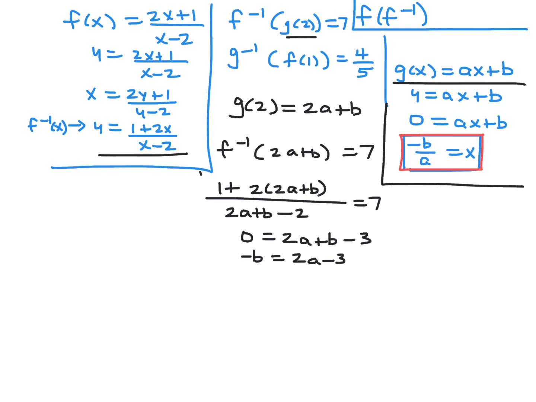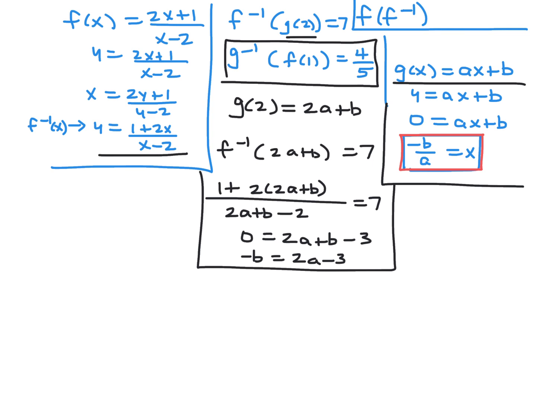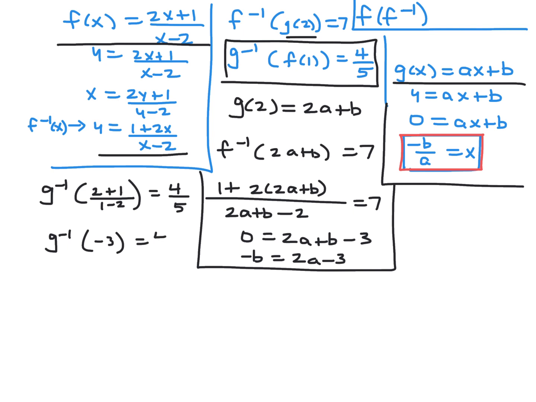And then now we've got to turn our attention to this guy. So g inverse of f(1). First let's see here. f(1), this is f(x), so f(1) would be (2 times 1 + 1)/(1 - 2), right? That's 3 over negative 1, so that's negative 3. So g inverse of negative 3 is equal to 4/5.